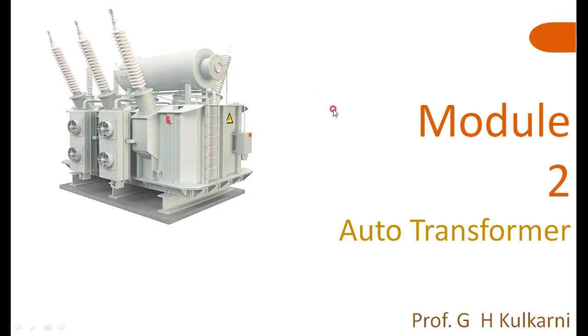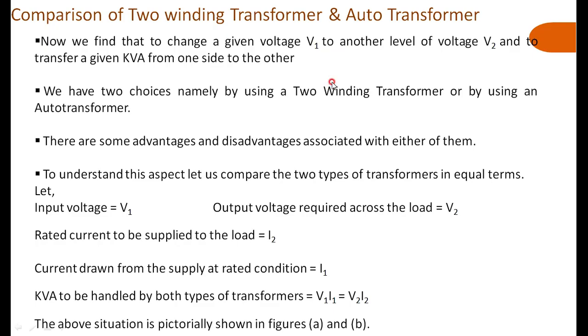In the last session, we have seen the output obtained by the auto transformer. What is the difference between the auto transformer and the two winding transformer? Also, we've seen how copper is saved in the auto transformer for transferring the same amount of power. Once again, we can recap those things, and that is the comparison of the two winding transformer with the auto transformer.